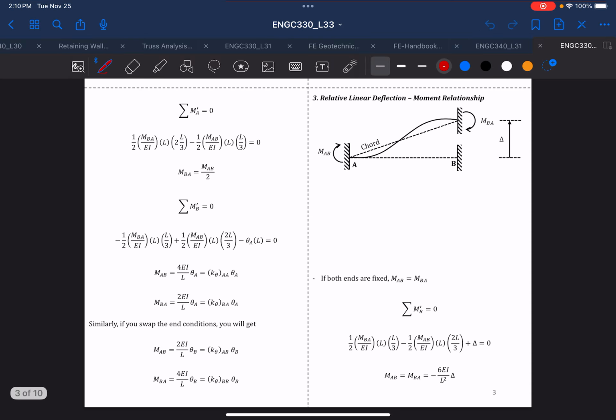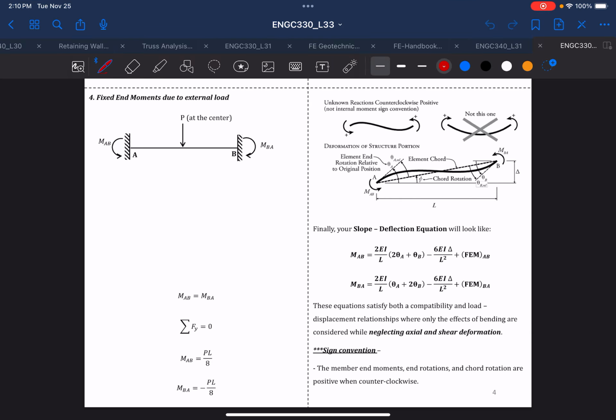So the final slope deflection equation is MAB. Here is given MAB, which I'm going to explain. MAB is 2EI divided by L, times 2 theta A plus theta B minus C delta over L squared, plus the fixed end moment. FEM means fixed end moment due to the external load. So we are going to see how we derive all of this final equation in this video.